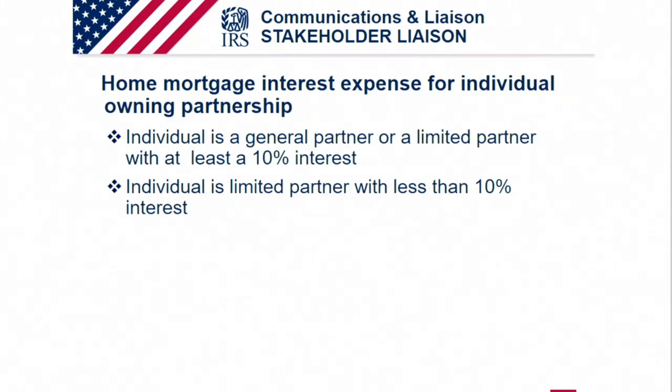As mentioned previously, if the individual taxpayer owns an interest in a partnership, information from the Schedule K-3 should be taken into consideration when apportioning interest expense. Different rules apply depending on how the partnership is owned and the percentage of ownership. How mortgage interest expense is apportioned is different for an individual who is a general partner or a limited partner (LP) with at least 10% ownership interest versus a limited partner with less than 10% ownership interest.